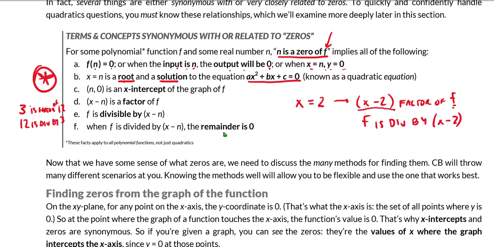With the remainder issue, we will talk about this later. There's no need to get into it now. But again, as of this point, it is important that you have some sense of all of these items, how they relate, namely the fact that they are pretty much synonymous with each other. And if you are given one of these, you can assume all of the others are true. So if I know that (n, 0) is an x-intercept of some polynomial function's graph, then I would know that n is a root, I would know that n is a 0, I would know that when n goes into the function, I get 0, I would know that x minus n is a factor of f, all that stuff.